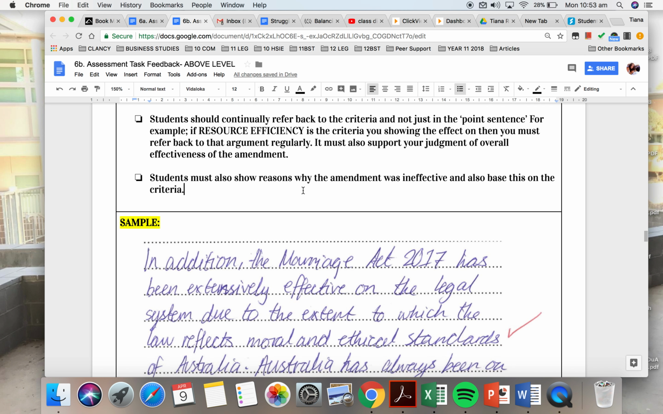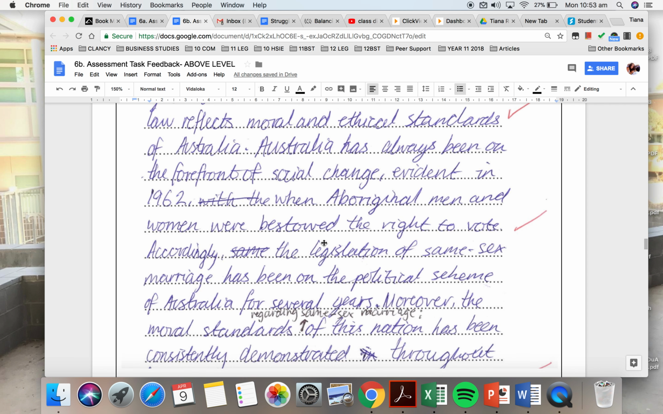Students must also show reasons why the amendment was ineffective and also base this on criteria. Now you have to remember the law is never black and white. There is always grey areas. So if you focus on just effectiveness, it's not the case because in reality there are levels of ineffectiveness. So I have included a sample for the above level.